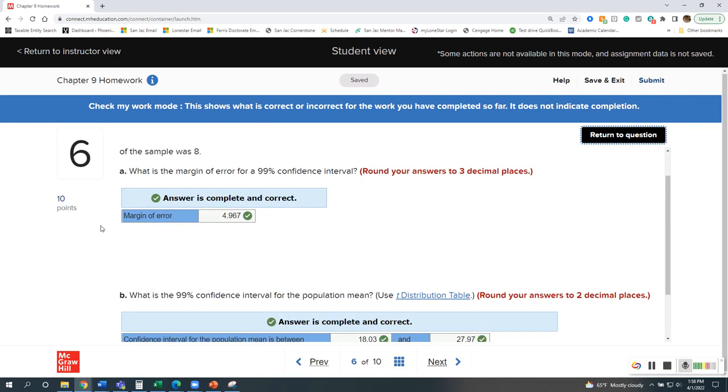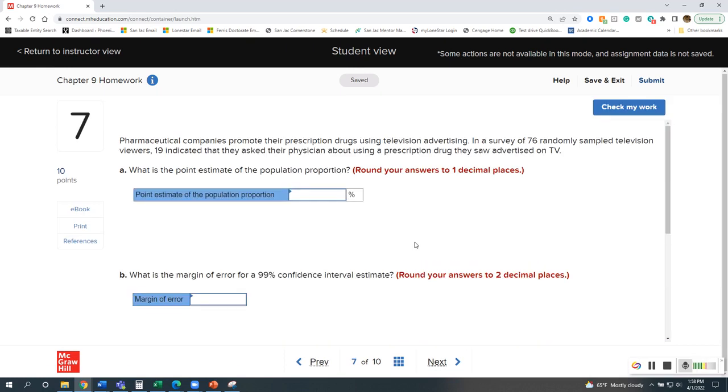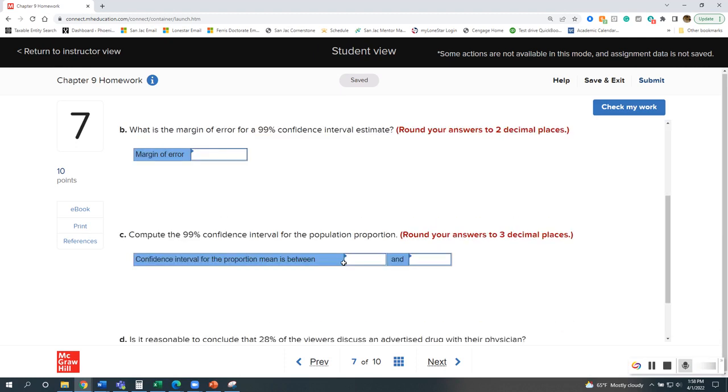So the hardest thing right now is finding the margin of error. Remember to use the proper formula. It's all about formulas in these chapters. Alright. Question 7.